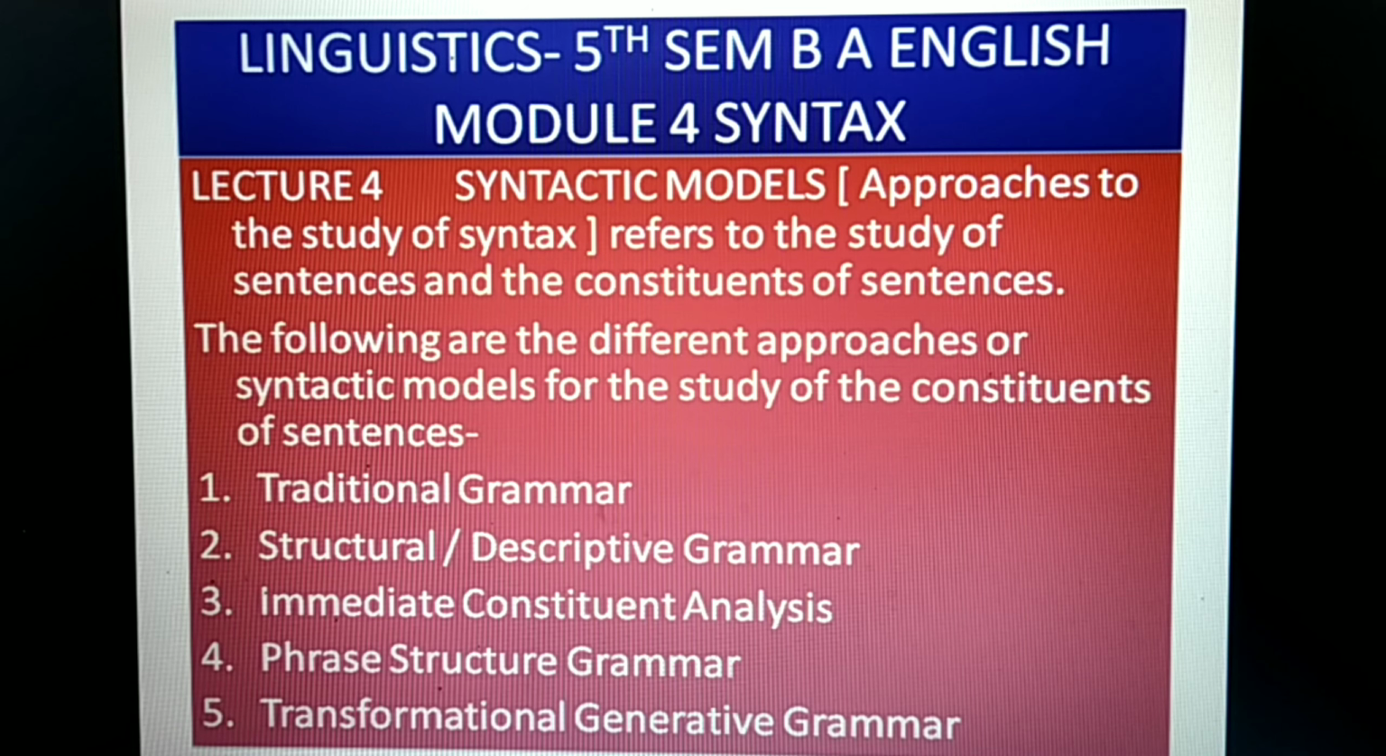We know that there are various kinds of grammars. And what do we mean by traditional grammar? Traditional grammar is basically the Aristotelian orientation toward the nature of language as exemplified in the work of ancient Greeks and Romans.